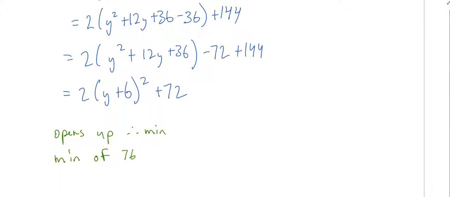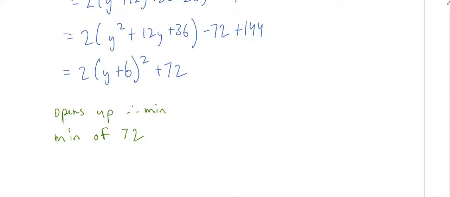which occurs when y equals -6, because I've shifted to the left 6. The h value is -6, so I'm shifting to the left 6. So my vertex would be at -6 and positive 72, and it opens up from there.